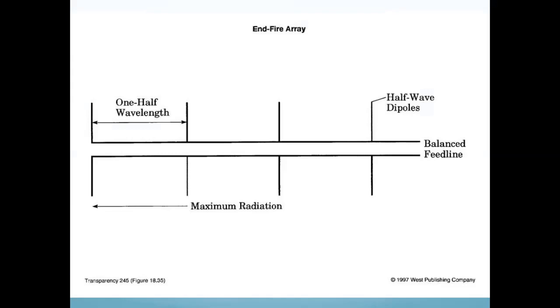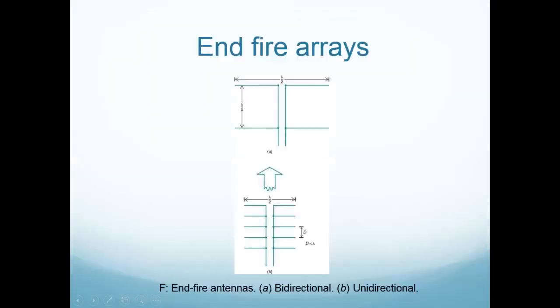Here in the NFR array, one half wavelength here to here, one half length. So this is another half wavelength, and another half wavelength, here another dipole. So this is the balanced feed line. So this is the maximum radiation of the NFR array. So here, one half-wave dipole antenna, from here to here, the wavelength is lambda by 2, from here to here, lambda by 2. So this is the bidirectional antenna array, this is the unidirectional antenna array.